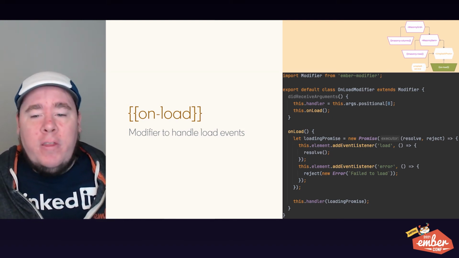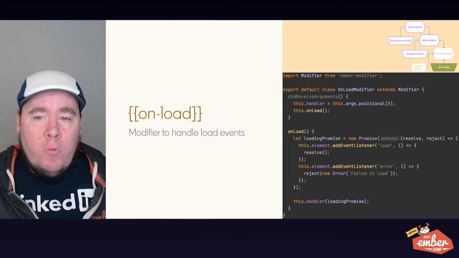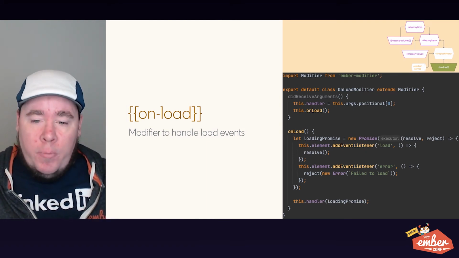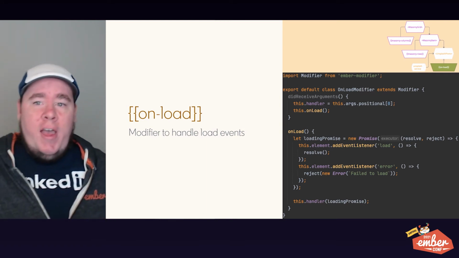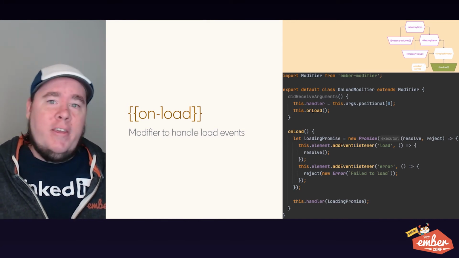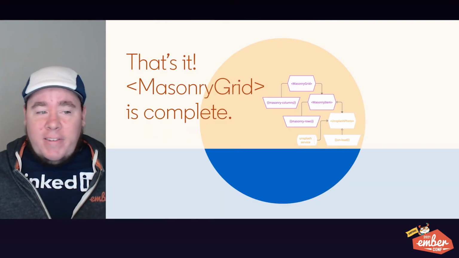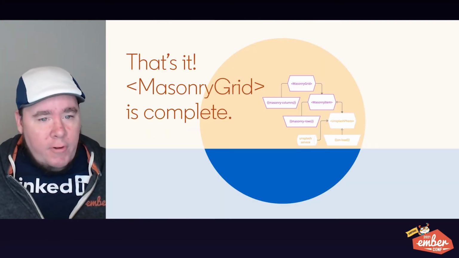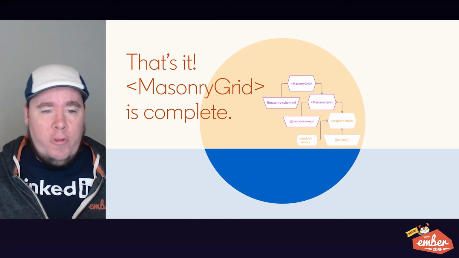So we're going to add an event listener onto our image element, and we're waiting for the load event, which tells us that the image is fully loaded in the browser. When that happens, we're resolving this promise, which then allows the entire promise chain to resolve and allows us to correctly calculate the height of our content. And that's it. We've done everything we needed to build Masonry Grid and to consume it for the demo.